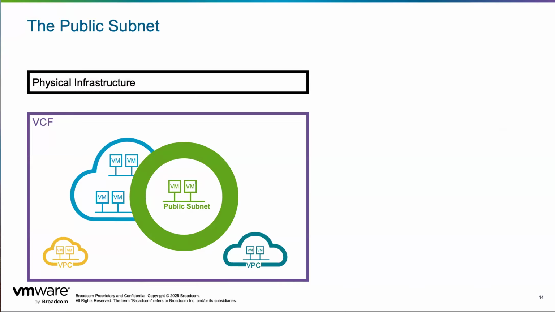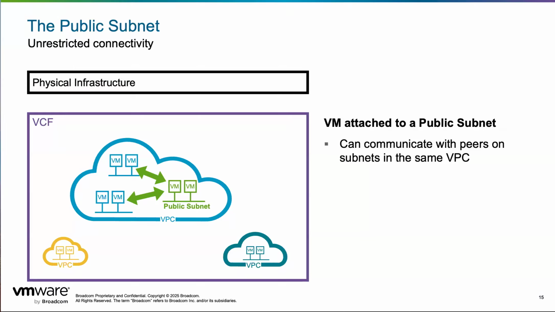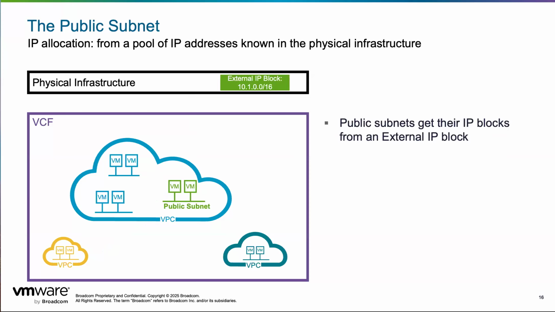And finally, the public subnet. So as you can guess, it will provide even more connectivity. So if I attach a virtual machine to a public subnet, it will of course be able to connect with peers inside the VPC, between VPCs in VCF, and at last, it will be capable of communicating with the outside world. So this is a very important difference because this time it means that the public subnet and its VMs are going to get IP addresses that are public, that are known from the physical infrastructure. So this is still assigned automatically for you.